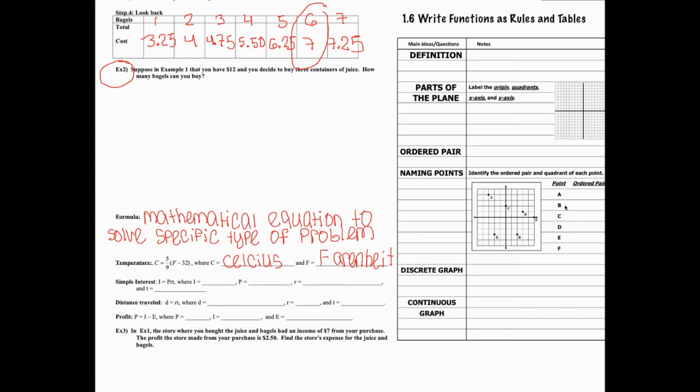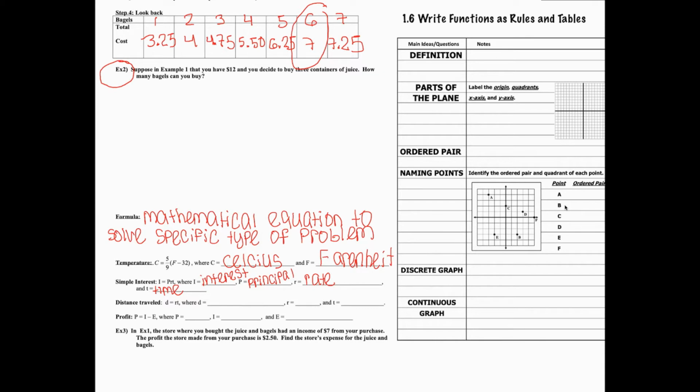Simple interest, I is equal to PRT. So I is your interest. P is your principal or your starting amount. R is your rate. And T is the amount of time.